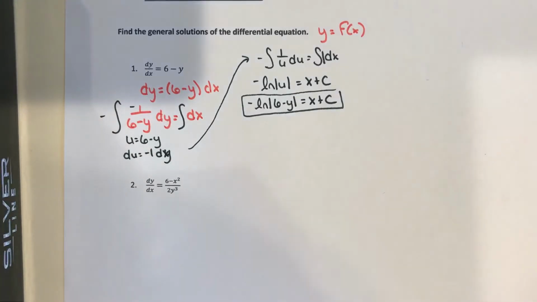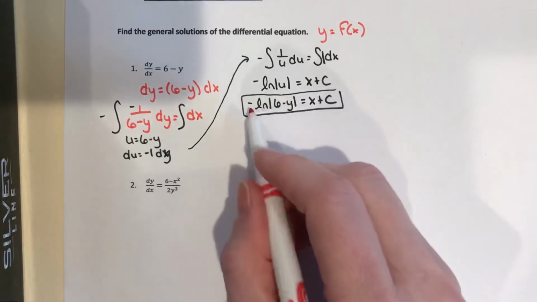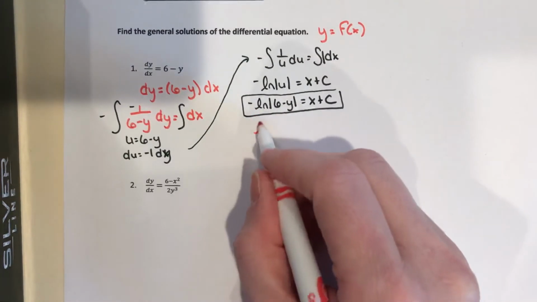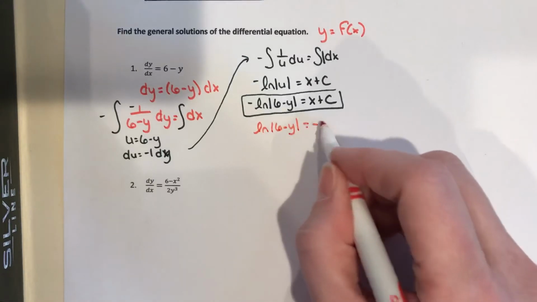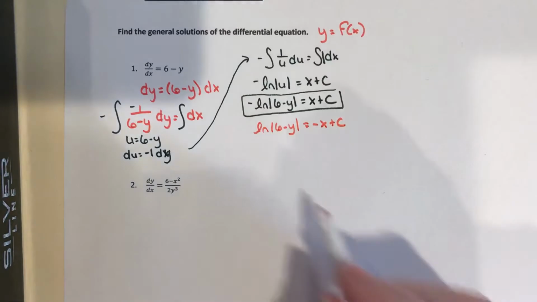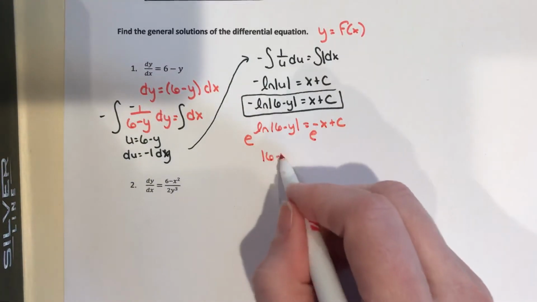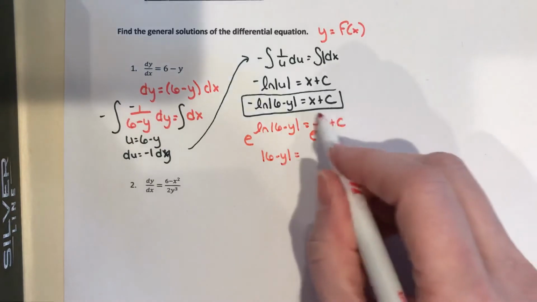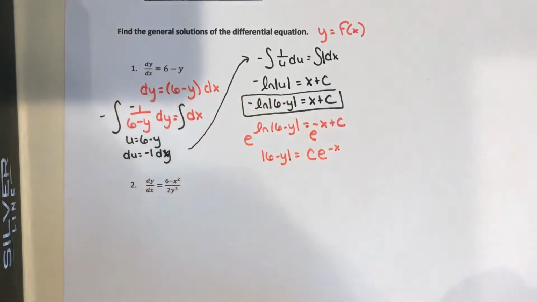Now, on the AP exam, if they do have this y equals f of x, we would keep solving. We would move that negative over first. So that would be negative x. It's still a plus c because it's still some constant. I'm going to do e to both sides. And we can move that c out in front. So we have ce to the negative x.